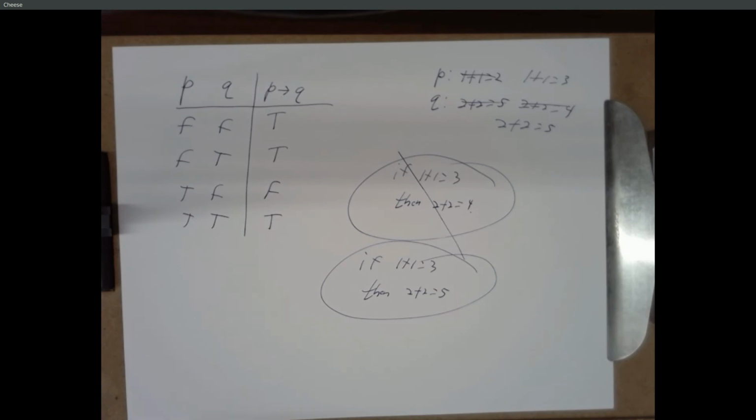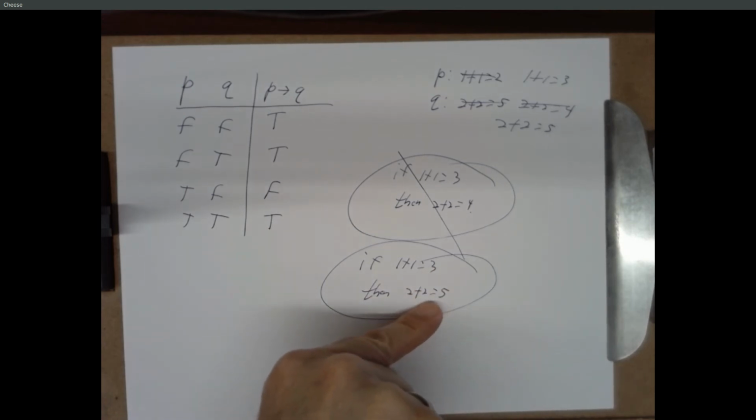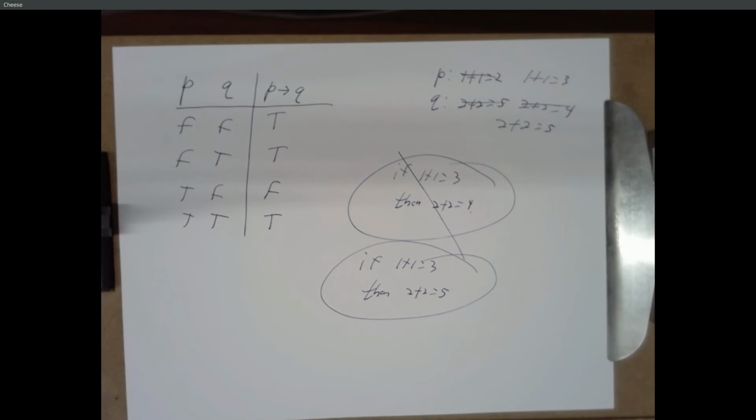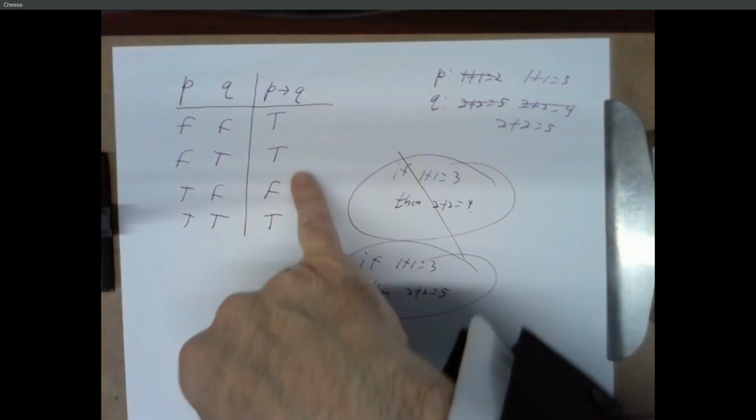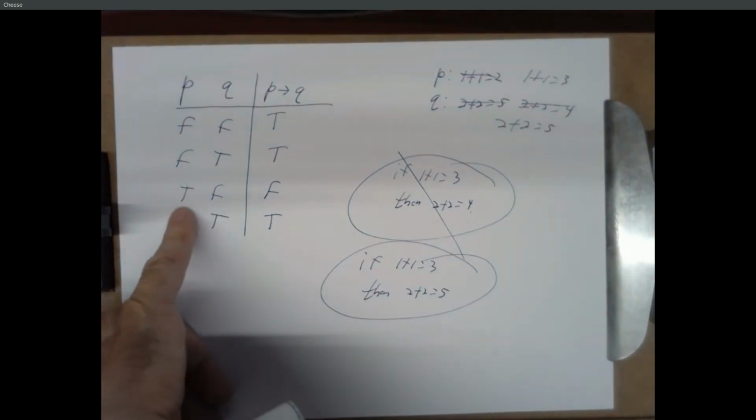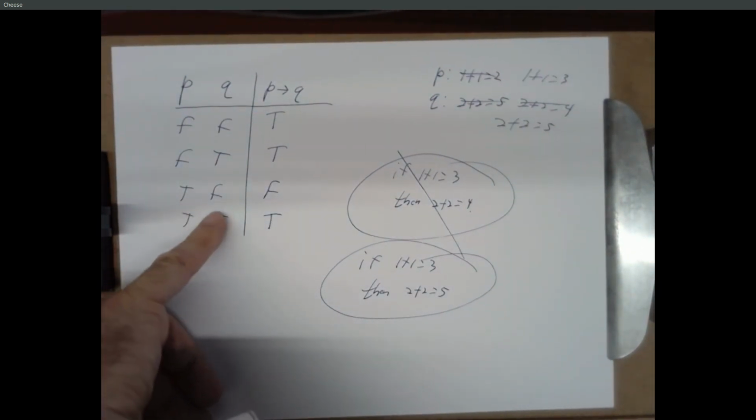This says, if I am the Queen of England, then I am rich. Well, I'm not the Queen of England and I'm not rich. But that conditional statement is still considered to be true. And so this is the truth table for a conditional, and it's true in every case except when the hypothesis is true and the conclusion is false.